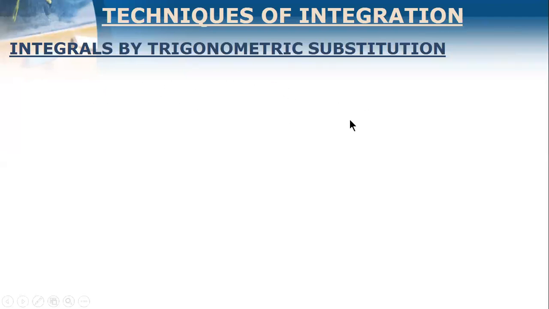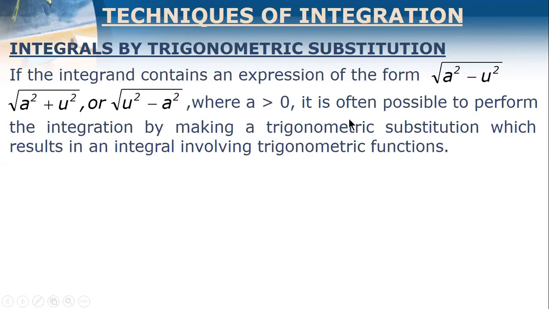Integrals by trigonometric substitution. If the integrand contains an expression of the form square root of a squared minus u squared, square root of a squared plus u squared, or square root of u squared minus a squared, where a is greater than 0, it is often possible to perform the integration by making a trigonometric substitution, which results in an integral involving trigonometric functions.